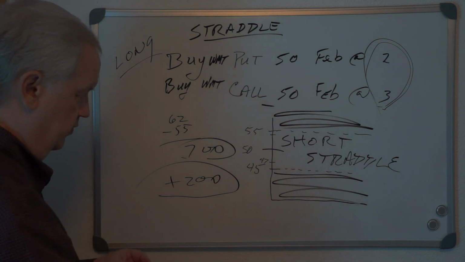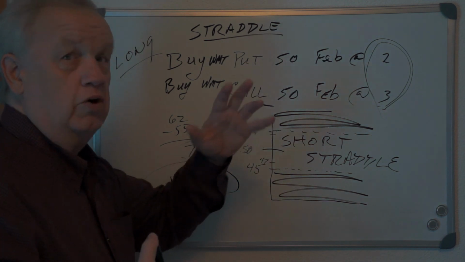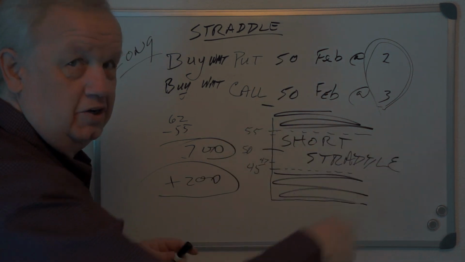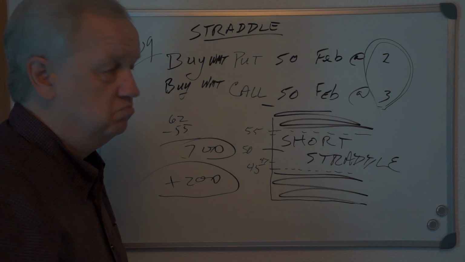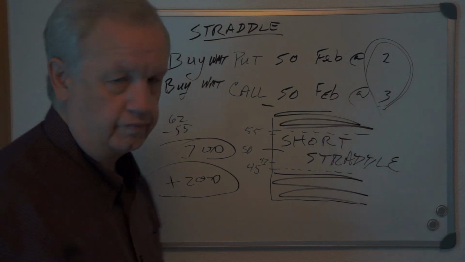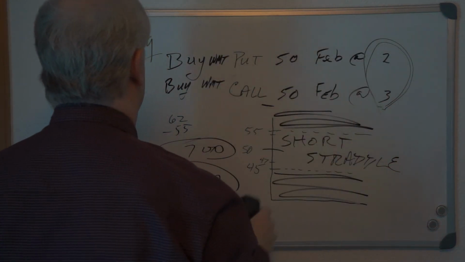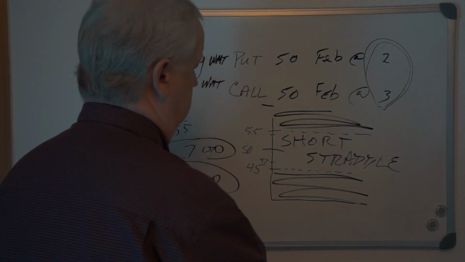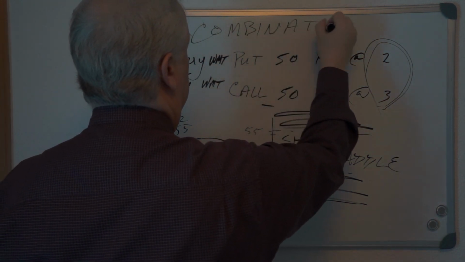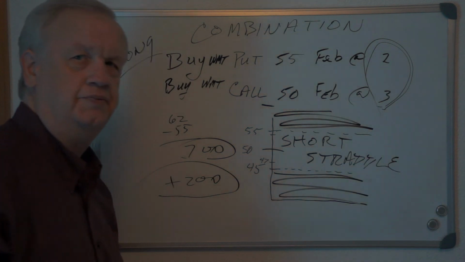Okay, so straddles are for movement. Do you think it's going to go aggressively? You buy. Do you think it's going to stay within a price range and not go up beyond this $5? Be on the short side. Sell. Now, pay attention. This gets difficult. Combination. There you go. That's a combination.